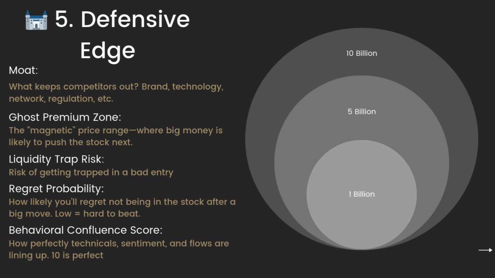Then we have the behavioral confluence score. And this is basically just looking at how perfectly our technicals, our sentiment, and everything else that we're looking at for this company, how well is that lining up? 10 is a perfect score.